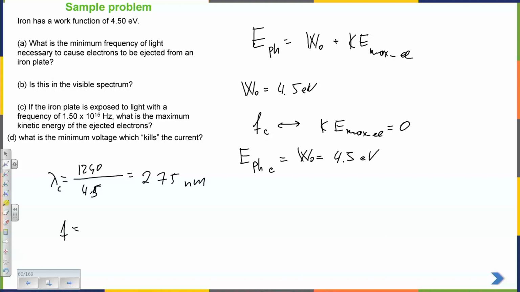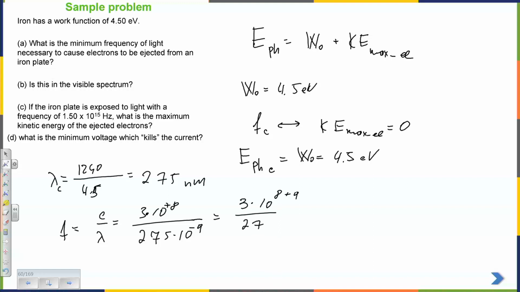Frequency should be equal to speed of light divided by wavelength. And now actually I prefer using International System of Units because it's very easy to convert nanometers in a number. It's just 10 to the negative 9. So 3 times 10 to the 8 times 10 to the 9, divided by 275.